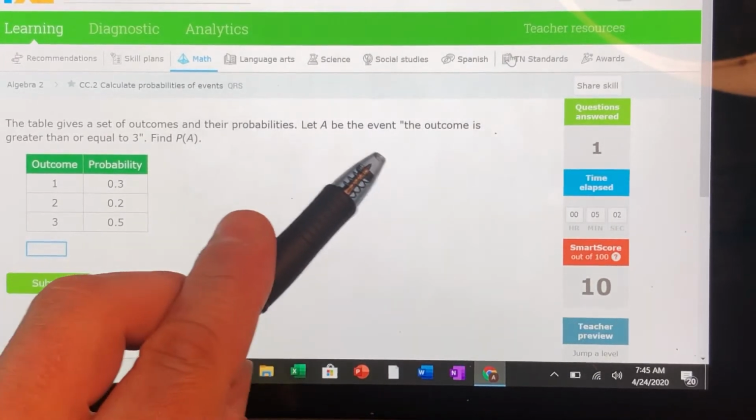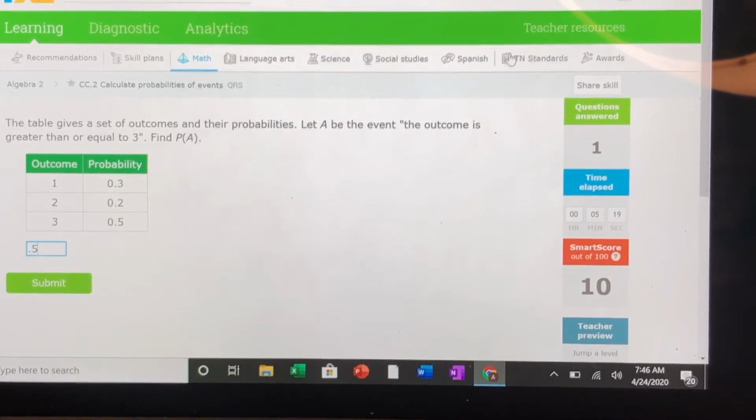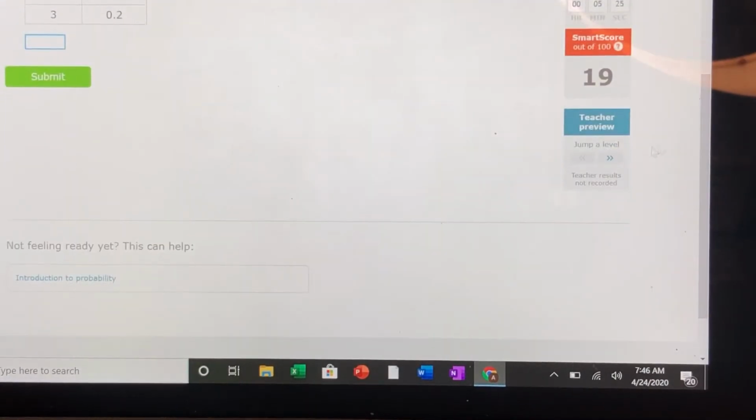Let A be the event the outcome is greater than or equal to 3. Well, 3 is equal to 3. There aren't any numbers that are greater than 3 on here, so it looks like it's just the same as if it were just the probability of 3, which is 0.5. Let's jump up a level and see if they can make these more difficult.